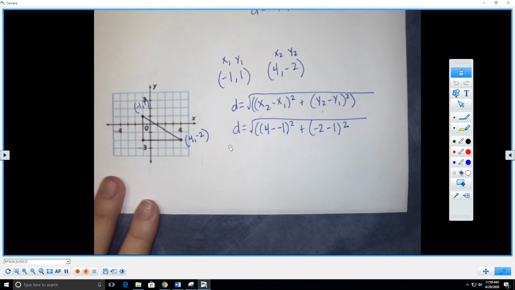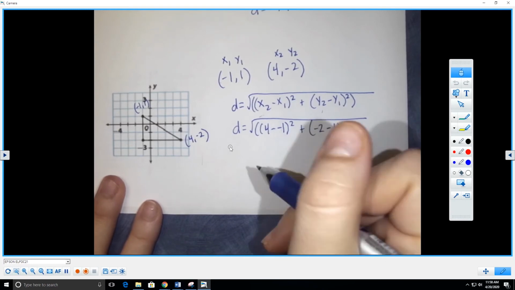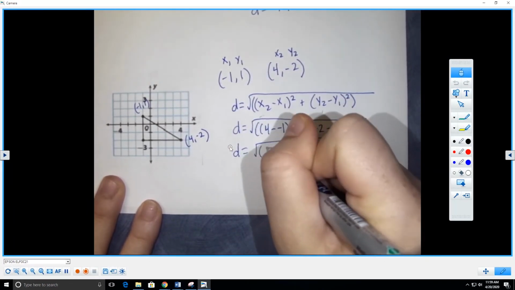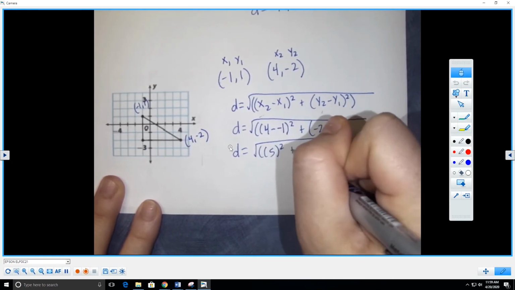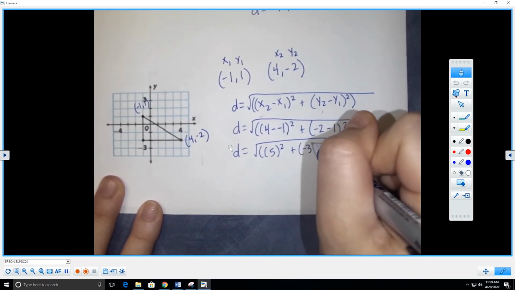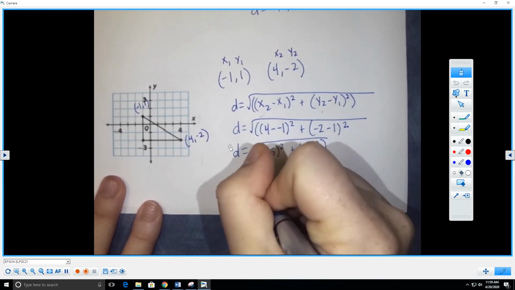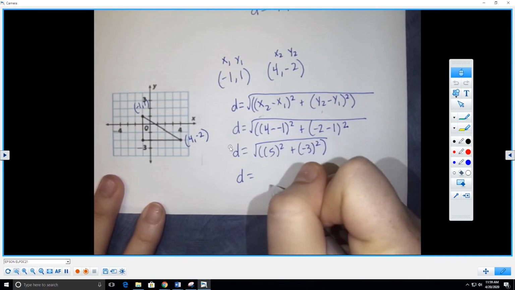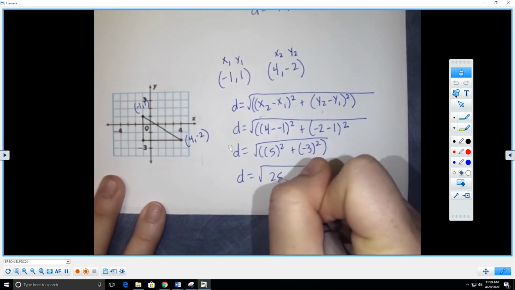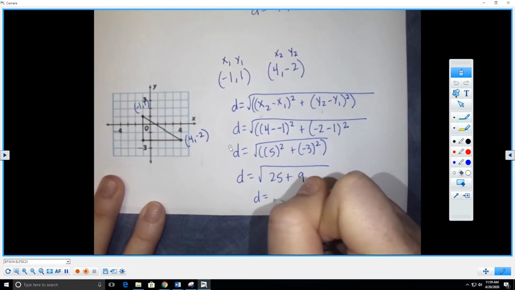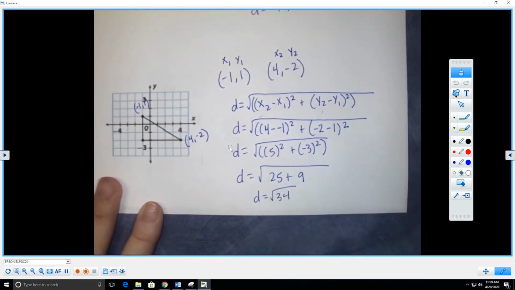So when you work that out, you are left with d equals the square root of 5 squared plus -3 squared. Also, don't forget here that when you square a negative, you are going to get a positive. So it would be d equals the square root of 25 plus 9. So d equals the square root of 34.